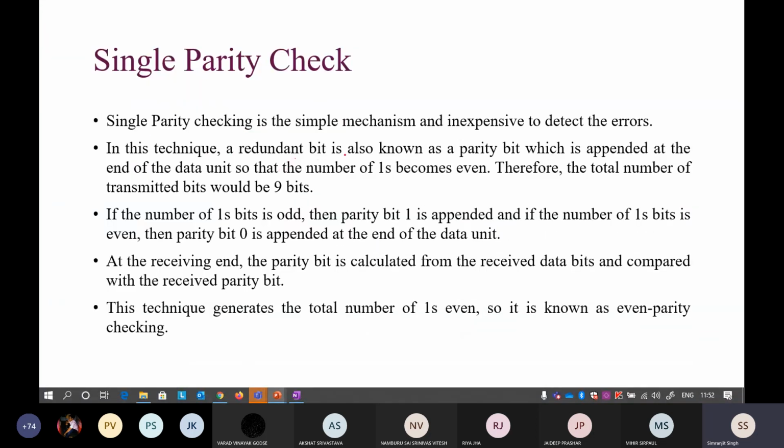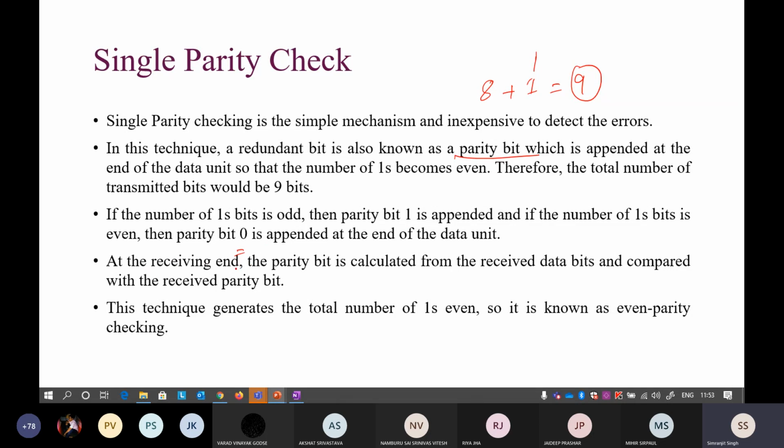In this technique, a redundant bit is known as the parity bit. If your data is 8 bits, your data will become 9 bits. So 8 bits of data plus 1 parity bit, those 9 bits you will send to the receiver. The parity bit is appended at the end of the data unit so that the number of ones becomes even. Therefore the total number of transmitted bits will be 9. If the number of ones is odd, then the parity bit will be 1 to make it even, and it is appended at the end. And if the number of ones is even, the parity bit 0 will be appended at the end.